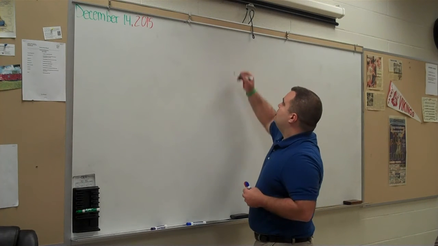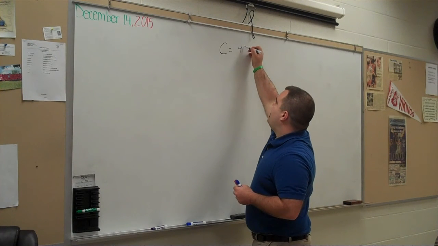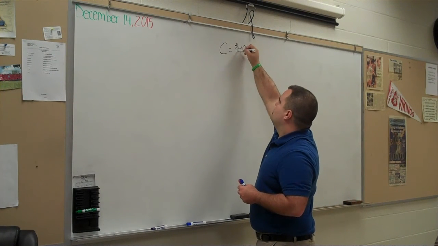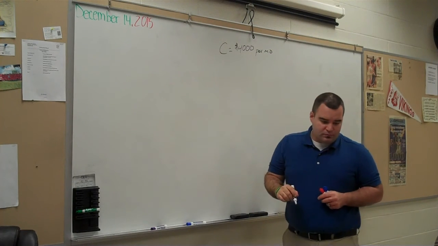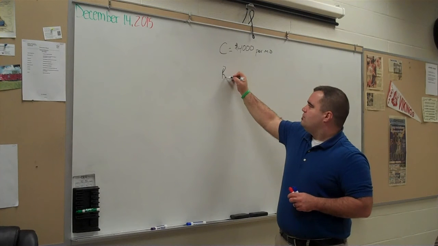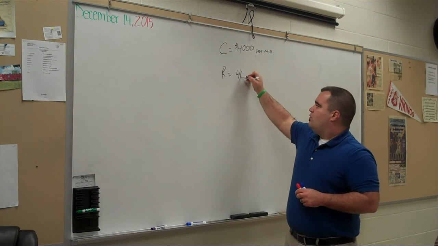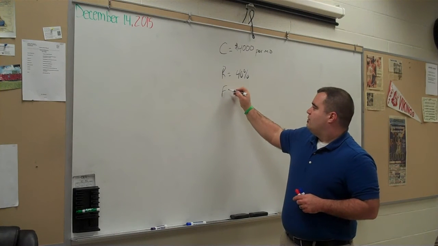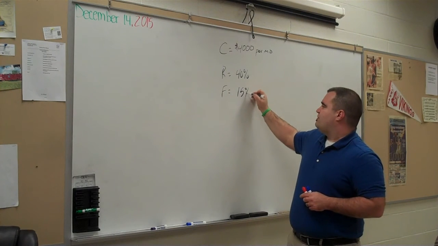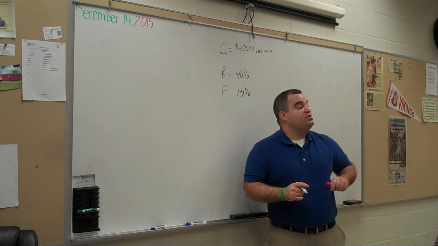Okay, so Charla makes $4,000 per month. How much is rent? 40%. And then 15% for groceries. Food is 15%. You add those two. So what is the question asking us?